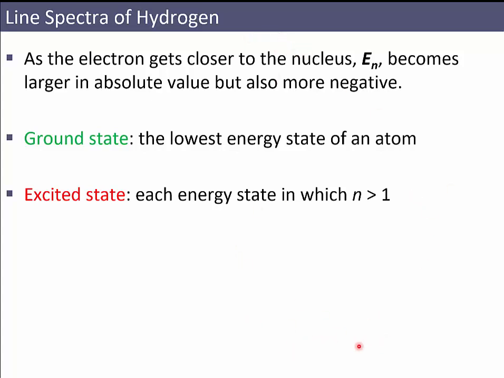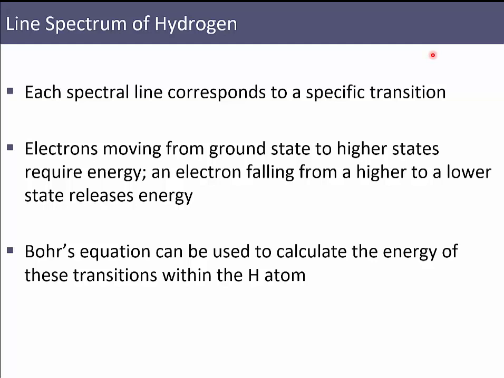Starting off low and lazy, you give it some more energy, maybe it absorbs a photon, maybe you thermally excite it, maybe you apply a voltage, it gets more energy and it can move up into a higher racetrack. If you have ever run track and you want to pass somebody on the outside of a curve, you got to run a little bit faster on that outer track, right? So it takes more energy. Each spectral line corresponds to a specific transition.